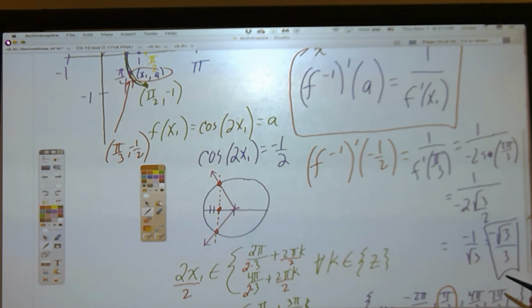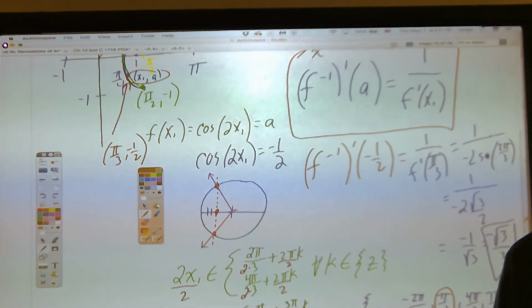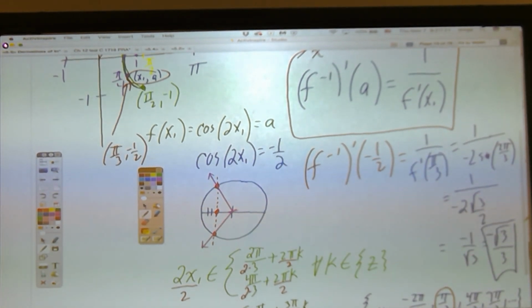Let's pause here and take any questions you might have on problem 74, the answer to which is negative radical 3 over 3. Make sure it shows up on the camera. Yep, looks like it does. Any questions on how to get negative radical 3 over 3?